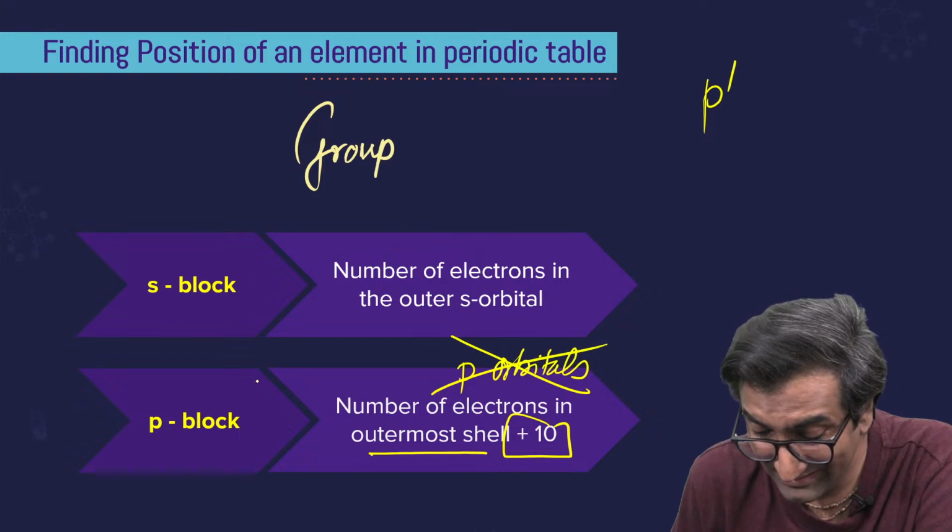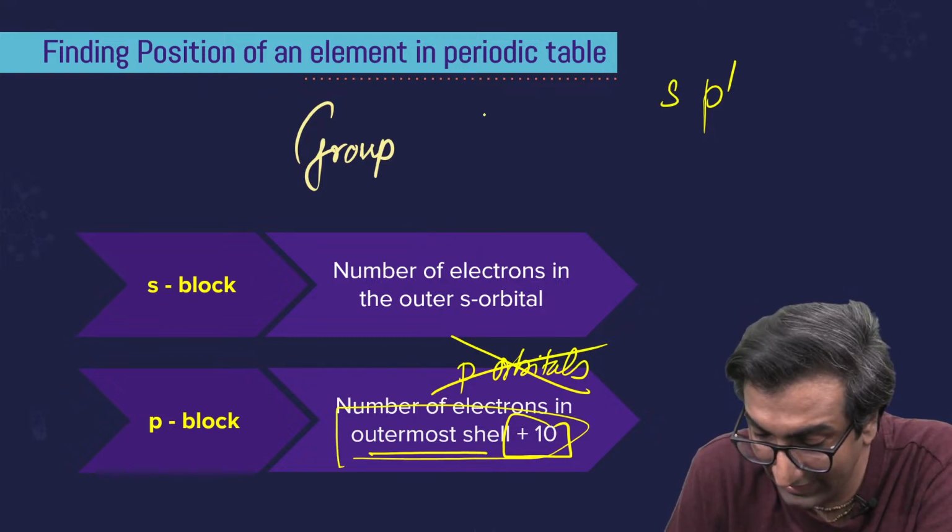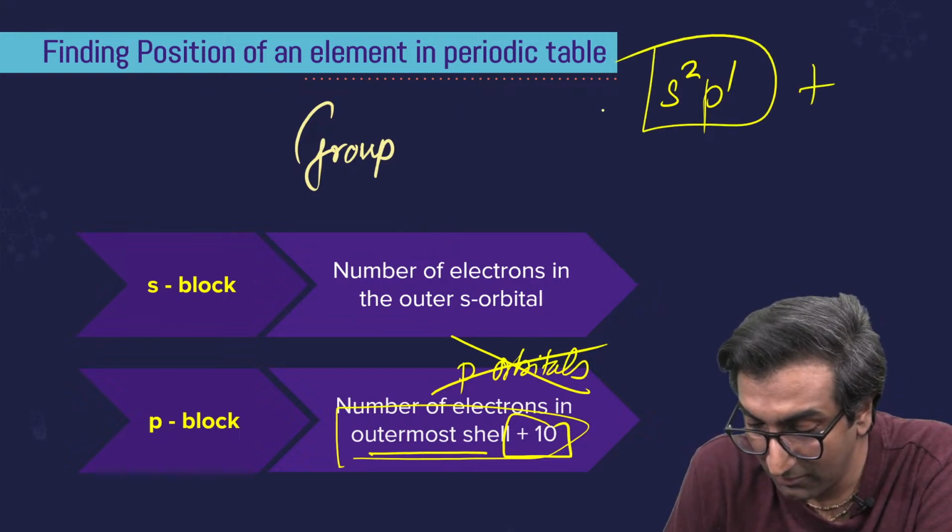It does not say that. It says number of electrons in the outermost shell, guys. So you also have to add this. You also have to add S2. Add both of these plus 10.